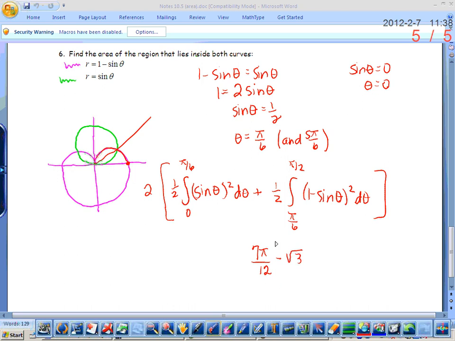And it's a very strange answer, 7 pi over 12 minus root 3. The calculator spits that out when you type it in.